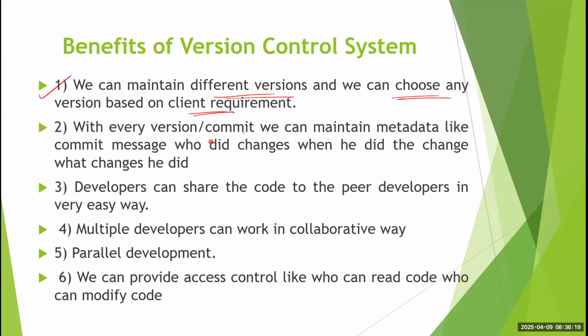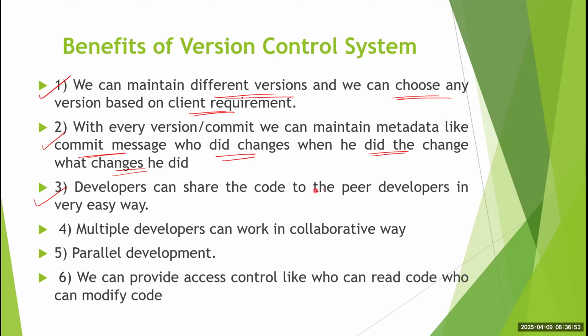So with every version or every commit, we can maintain metadata like the commit message. Here comes the main part. Whenever we do a commit, a message is compulsory. You need to add your message properly. The commit message is required so that we are able to maintain the complete history: who did the changes, when he did the changes, and what kind of changes he did, right? That normally we maintain through that message. We will see commit messages and all later, but for every commit, for every version, a message should be there.